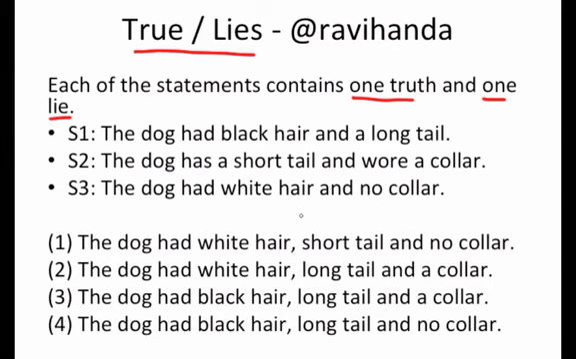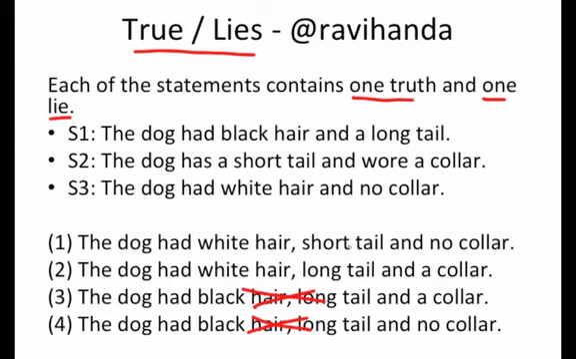Now, we need to find out the characteristics of the dog. So, black hair and long tail, one of them is true and one of them is false. That means any option which says black hair and long tail both, that is incorrect. So, black hair and long tail is here. This is ruled out. Black hair and long tail is here. This is ruled out. Short tail and a collar, both of them cannot occur simultaneously. So these options will be ruled out.